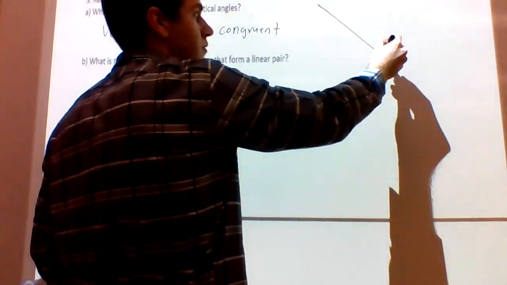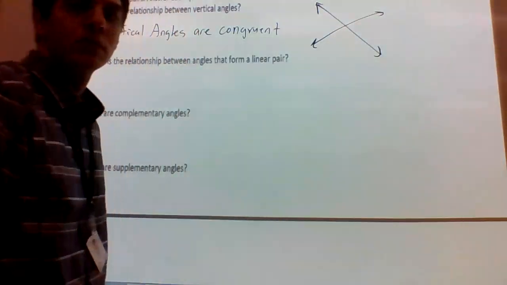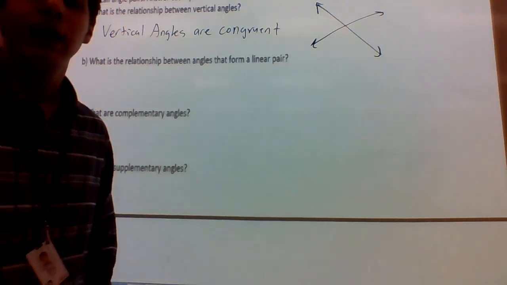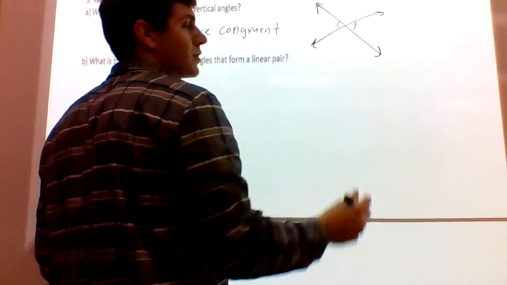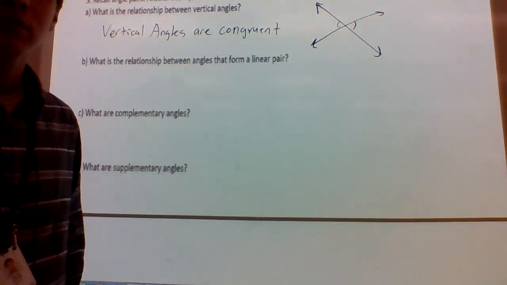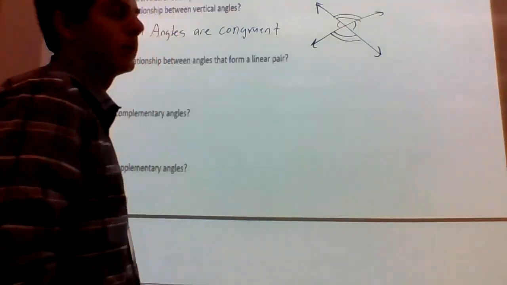In the formal definition, it had to do with two sets of opposite rays. We can just think of it as an X, two lines intersecting. And then on opposite sides, we have vertical angles. So there's one pair of vertical angles. And here is a second pair of vertical angles.